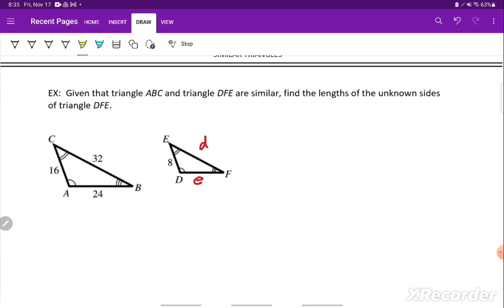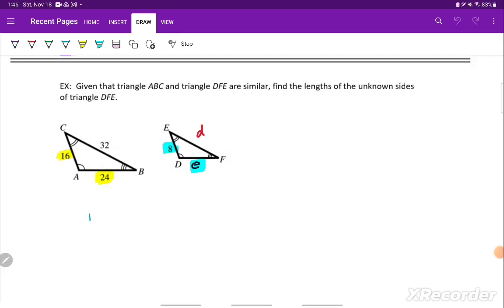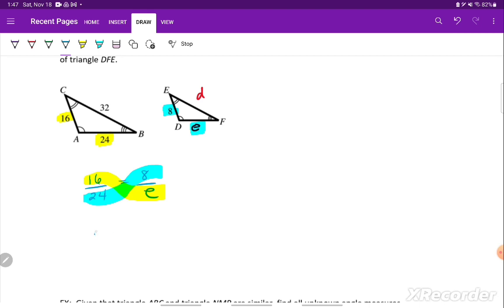So I'm going to write my proportion using left side over bottom side equal to left side over bottom side. That will give us the proportion 16 over 24 equals 8 over e. To solve this proportion, we'll cross multiply. That gives us 16e equals 192. And then we'll divide both sides by 16 and get side e to be equal to 12.